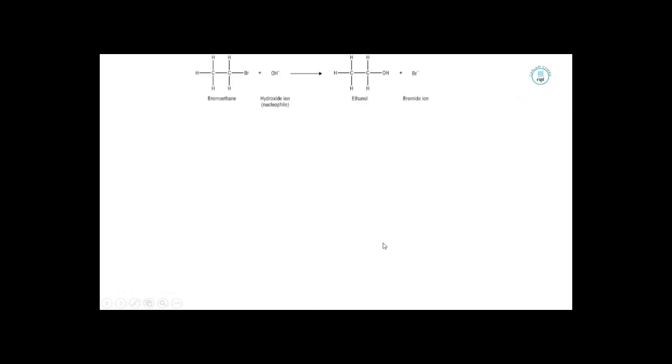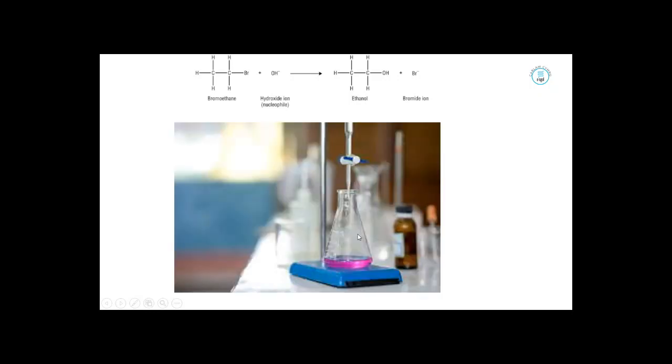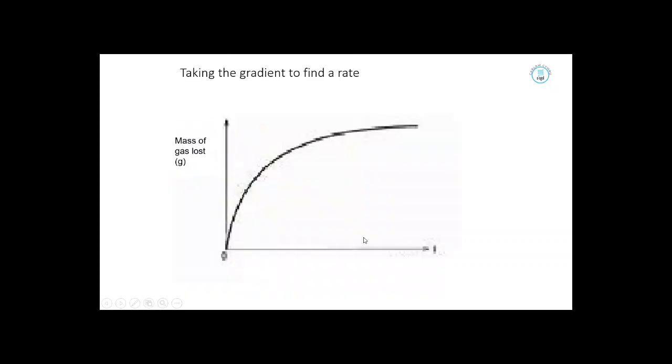How do you monitor this rate then? Well, there's no gas and there's no colour change. So this is a technique you don't really need to know much about in year 13 this year. You would have to do titrations, and you'd have to use a technique called sampling and quenching, but that's off your syllabus. You'd have to take samples and titrate the hydroxide ions to see how many of those remain as you proceed through time.